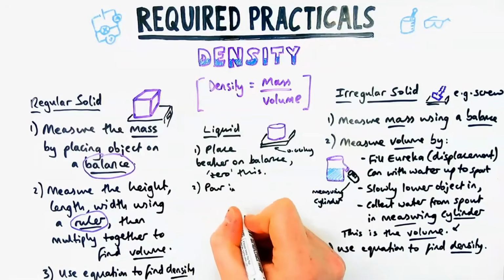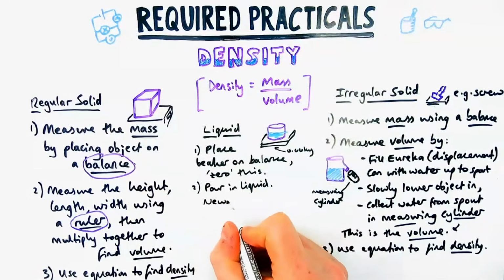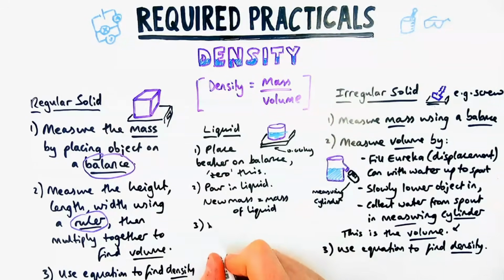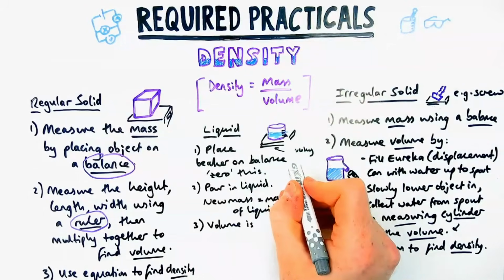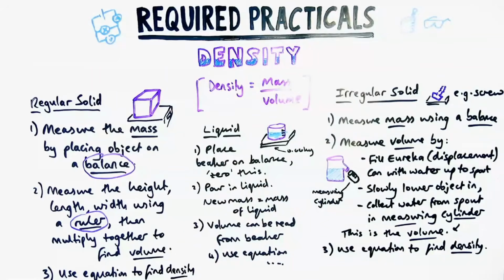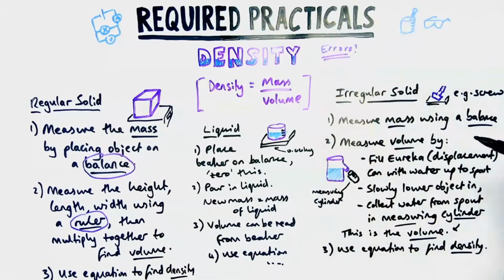So it measures zero. Then you're going to pour in whatever liquid you're measuring. And then the new mass, so what the reading is now, equals the mass of the liquid. Okay, so you haven't had to do any subtracting, you just zero the start, and that becomes easier. The volume you can measure using the little gradients and the scale on the side of the beaker, or you could use a measuring cylinder, then just use the equation mass divided by volume to find the density of that liquid. Okay, so you do need to know all three, but there are similarities between them.